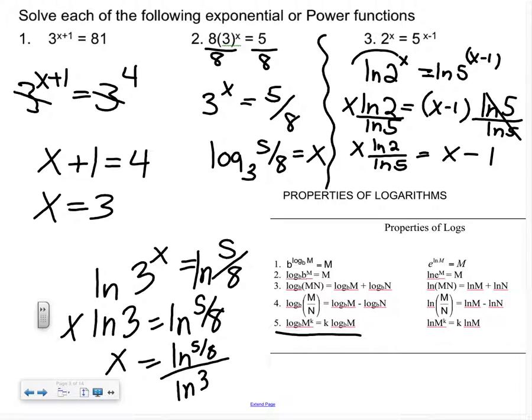Is that all right? So what do I have to do next? I have to get my x's together. So what am I going to do? You're going to move your x over, right? So what I have, I have x times the ln of 2 over the ln of 5. Again, it's just a number. Minus x equals 1. I just move the x over, right? Then factor it out. Okay, so I'm going to move this. This is in the way.